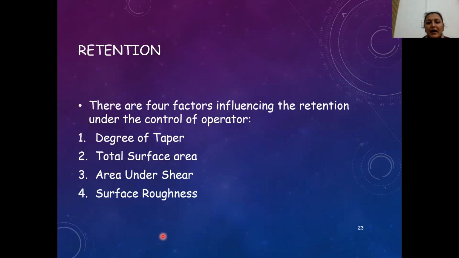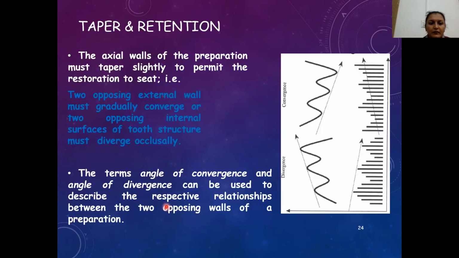Then retention. There are 4 factors which influence the retention which are under the control of the operator. That is the degree of taper, the total surface area, area under shear, and surface roughness. Now, taper and retention. The axial walls of the preparation must taper slightly to permit the restoration to seat. That is, 2 opposing external walls must gradually converge or 2 opposing internal surfaces of the tooth structure must diverge occlusally. The terms angle of convergence and angle of divergence can be used to describe the respective relationships between the 2 opposing walls of a preparation.